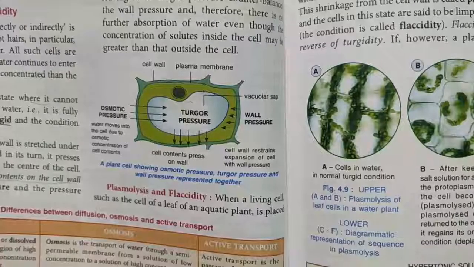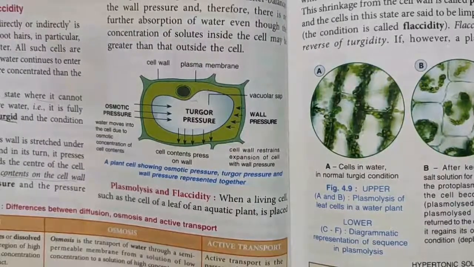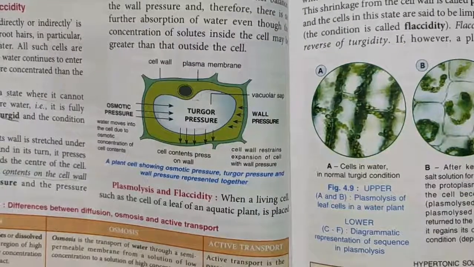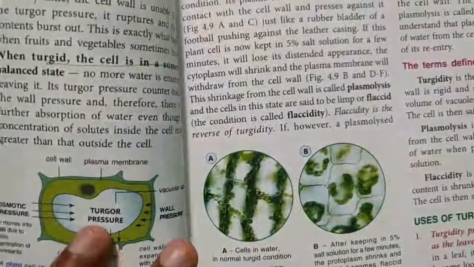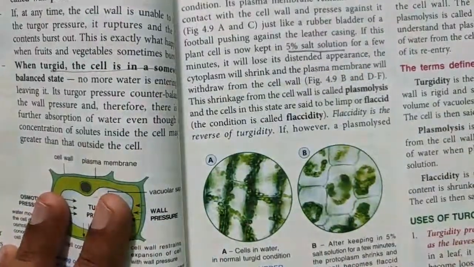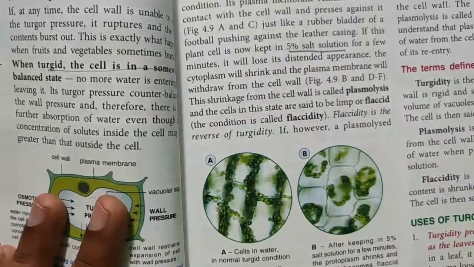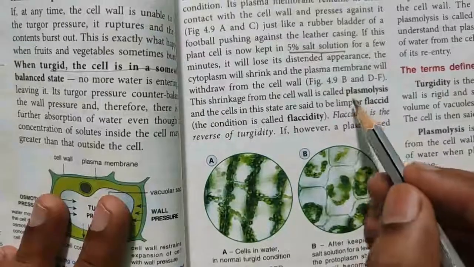Now the next topic is plasmolysis and flaccidity. See, when a living cell is placed in fresh water, it remains in the balanced state. That means it can bear a certain amount of liquid inside, and the cells can become turgid, and this state is known as a balanced state. But if the same cell is put in a 5% salt solution, then after some time the cell will lose all its cytoplasm, and due to which the cell will shrink.